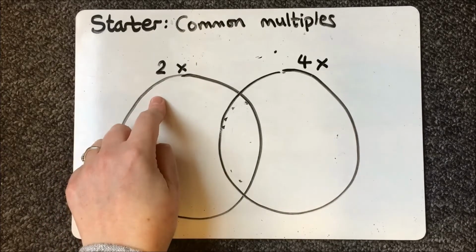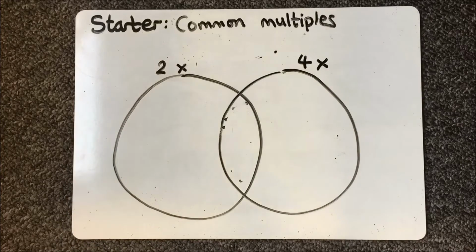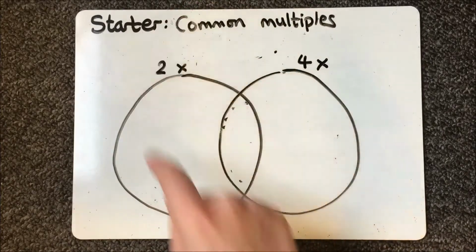A multiple of 2. Can you think of a multiple of 2? Any number you can divide by 2 or in the 2 times table. We could have 18, we could have 22, we can have 48. Today, though, we're going to be thinking about common multiples.